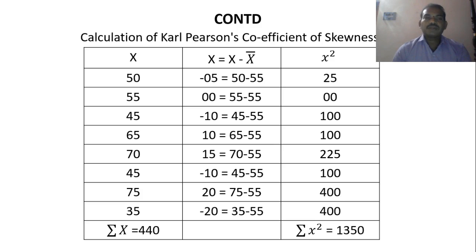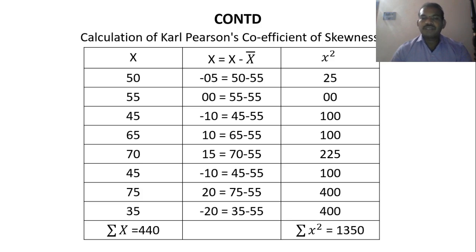Calculation of Karl Pearson's coefficient of skewness. Small x is equal to x minus x bar, and then x square. The values of x are 50, 55, 45, 65, 70, 45, 75, 35. Here x bar is the mean. First we need to compute the mean from this data.